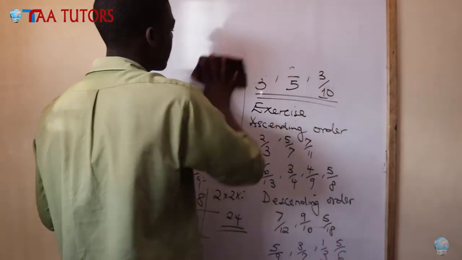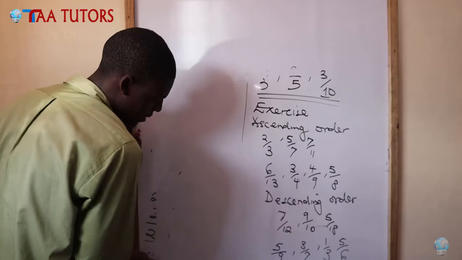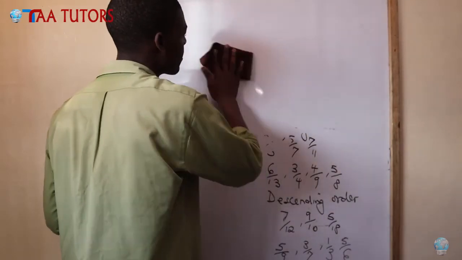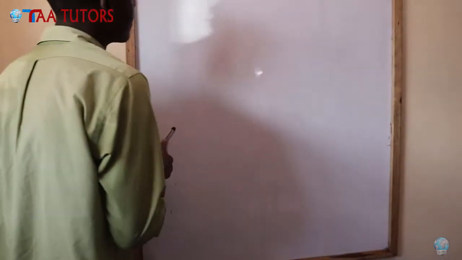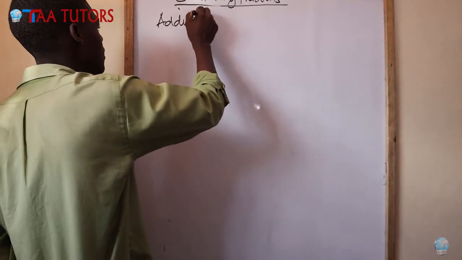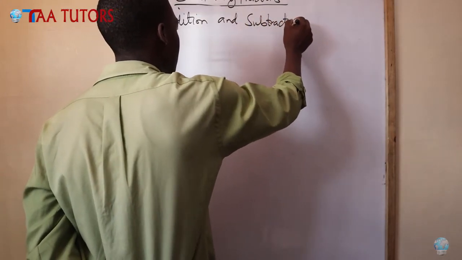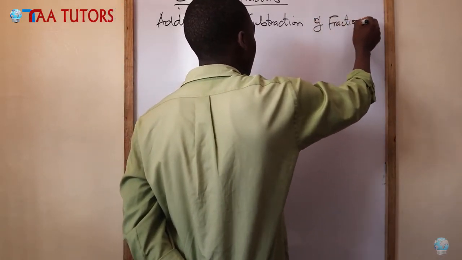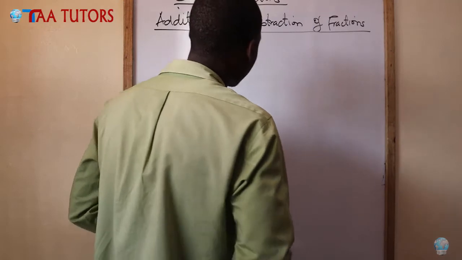The next thing we are doing is now addition and subtraction of fractions. We have done addition and subtraction in all numbers, but now we are dealing with fractions. We must know how to add and how to subtract. We have addition and subtraction. Addition and subtraction of fractions.